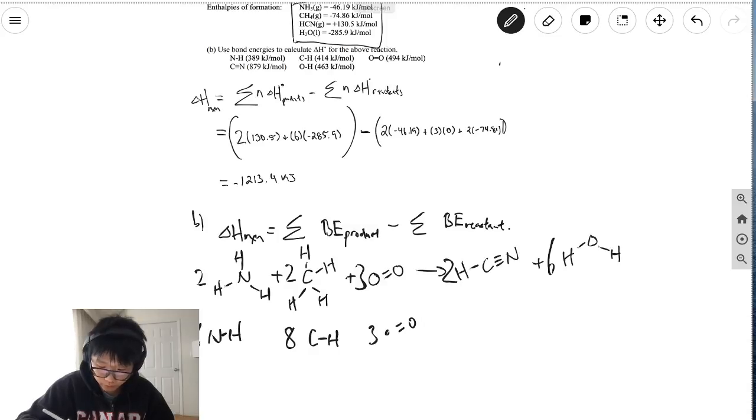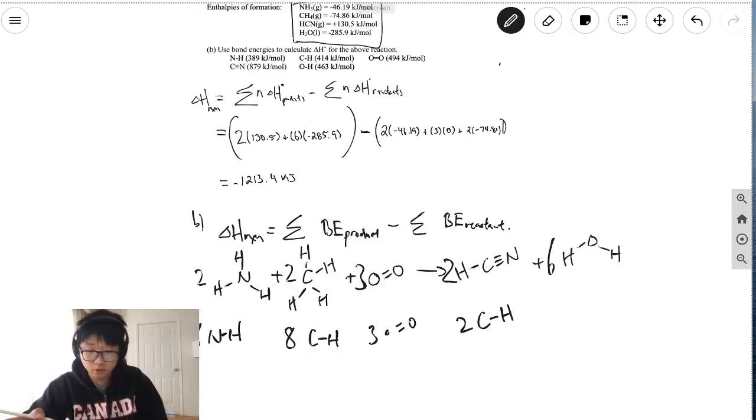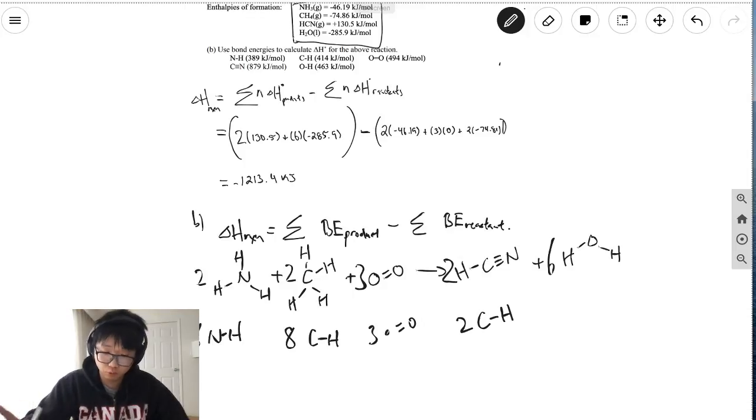And then what do we got? Oh, this one's a little tricky because we have 2 types of bonds here. So what do we have here for the cyanide? Yeah, 2 C single bond H. Be careful, single bond and double bond can be totally different. So the CH bond will be different depending on single bond or double bond. Right now we only see single bonds, but in other questions you might see more than that as well.